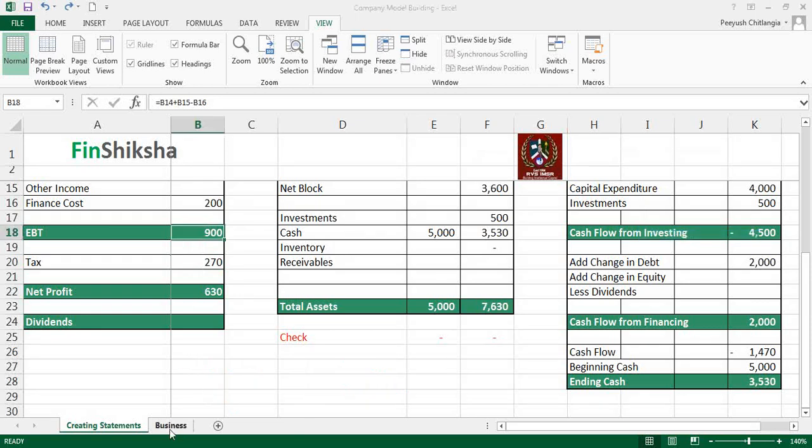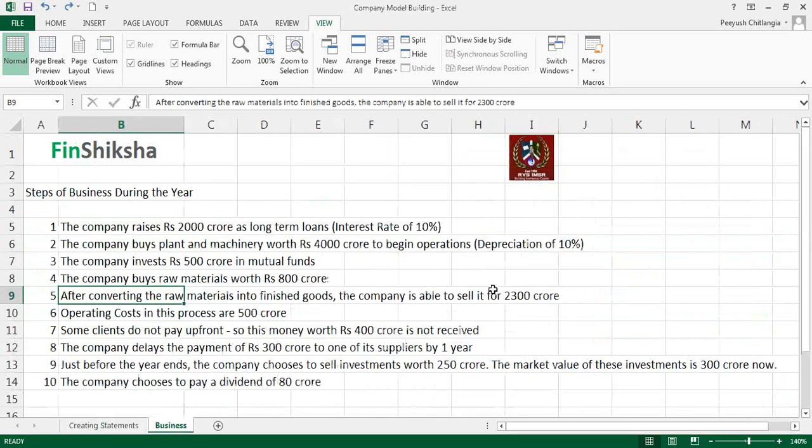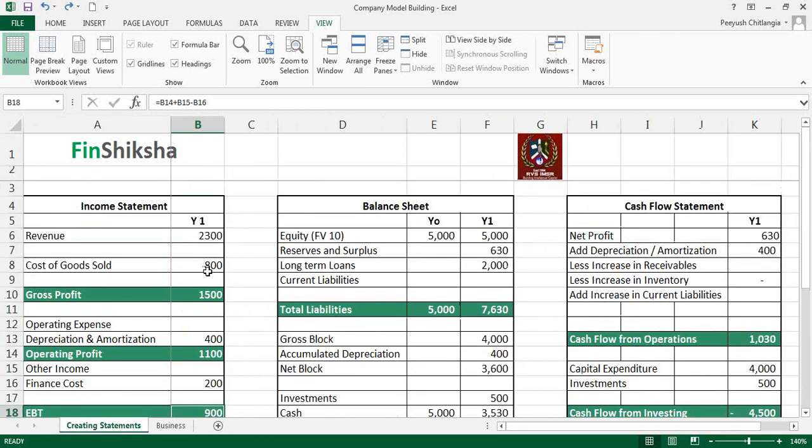So that brings us the fifth equation. Sixth point: operating costs are 500 crore. Now, this was only the raw material cost, this 800. There's an operating expense of 500 crore as well, which comes out, right? So operating expense of 500 crore gets added.